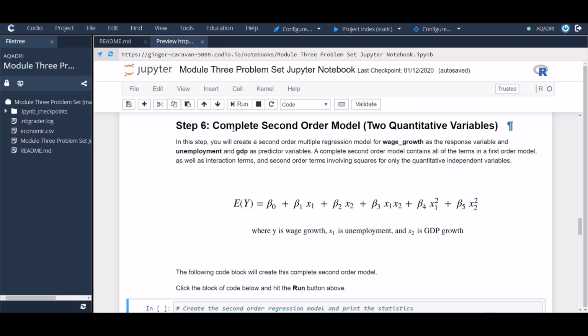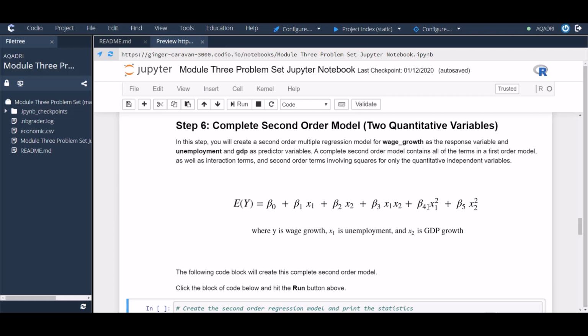A complete second order model is one where for each predictor we have their first order terms, like here we have x1 and x2. We have their second order terms, x1 squared and x2 squared. And we also have the interaction between the two terms, x1 and x2. So that is what we call a complete second order model.